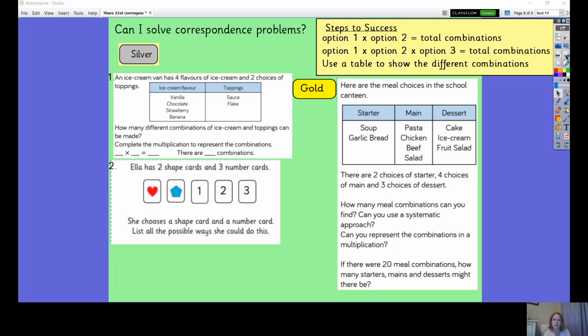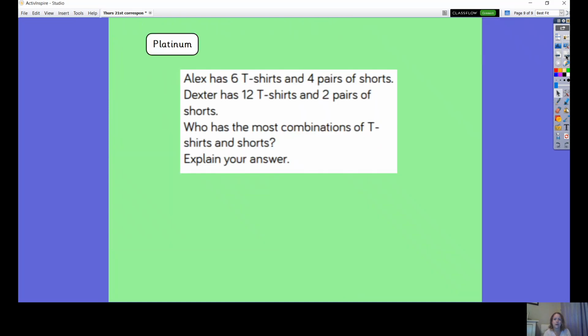Okay, and then the rest of you obviously wanted to have a little look at this as well. Before you do this, you do need to have a go at gold first. Don't ever just do platinum, because platinum is the mastery one, and we really need to make sure that we've got our fluency going with our gold first. But let's have a look at platinum.